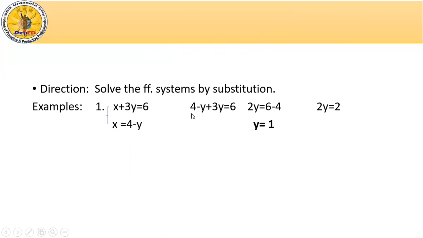Then you combine like terms. Negative y plus 3y is 2y. Then 6 minus 4 is 2. You divide both sides by 2, therefore our y is 1. Now, to get the value of x, we will substitute the value in the first equation. So x plus 3y equals 6.